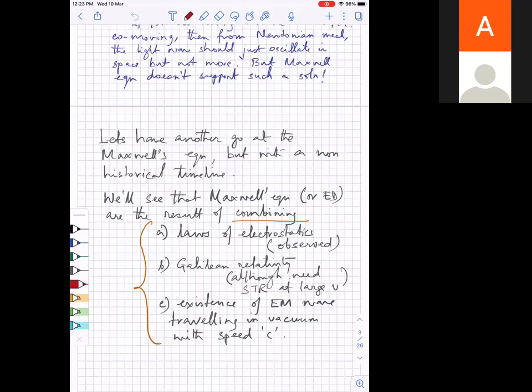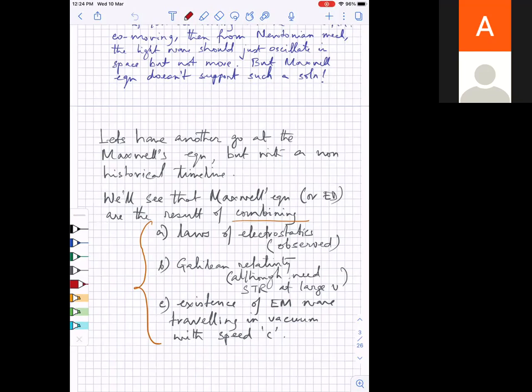So you will see that we can derive Maxwell's equations by combining three things. First, the laws of electrostatics. That's observed, that's how the whole of Maxwell's equations came into being. So with electrostatics, you would add Galilean relativity to it. Of course, we do not need STR right now, because we will consider velocities which are less than the velocity C. And finally, we will use the existence of electromagnetic waves traveling in vacuum with the speed C. This again comes just from observations and experiments. So you combine these three to see that we can actually get Maxwell's equations.